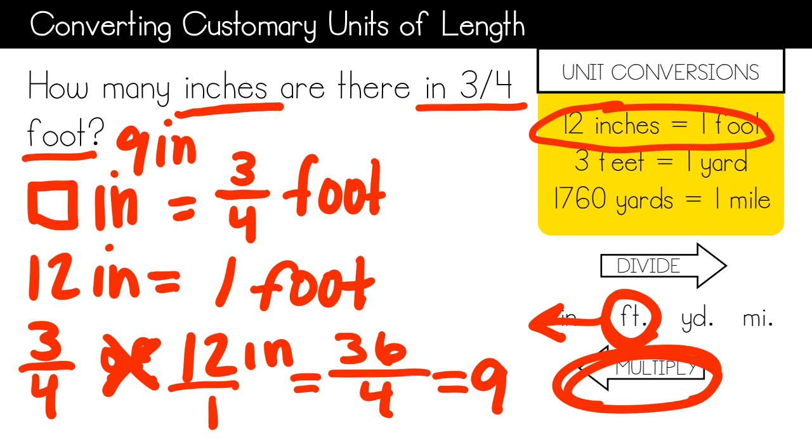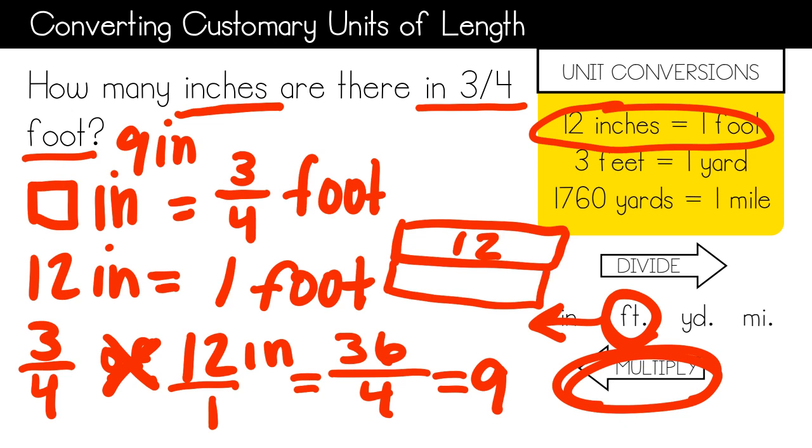So think about it. 12 broken into 4 pieces. If you have 12, let's look at our bar model, and we split that 12 into 4 pieces, each of those is going to be worth how much? 3, 3, 3, 3. So 3/4 of those is going to equal our answer of 9. Great job.